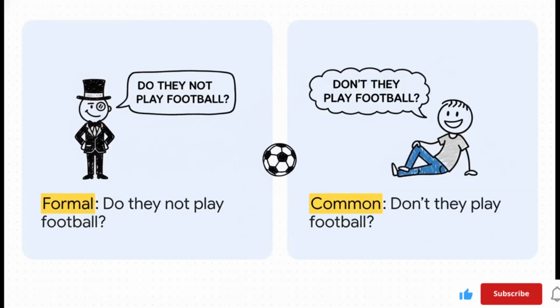Now, this is a great little point about how people actually talk. While do they not play football is perfectly correct, it sounds pretty formal, right? In an everyday conversation, you're much more likely to hear and use the contraction, don't they play football? Both are right, it just depends on the situation.